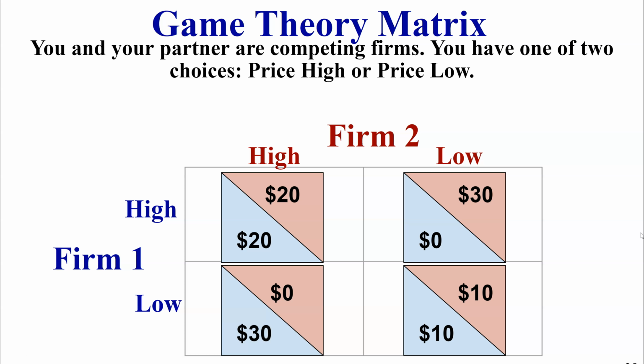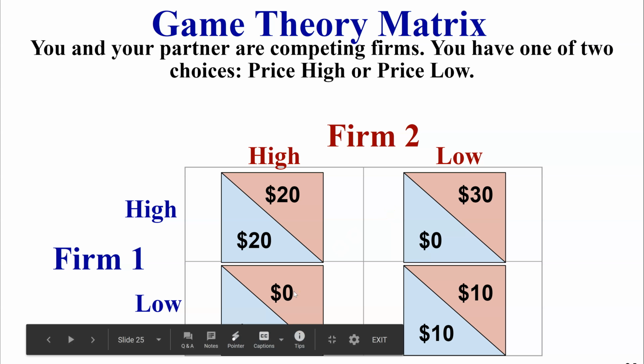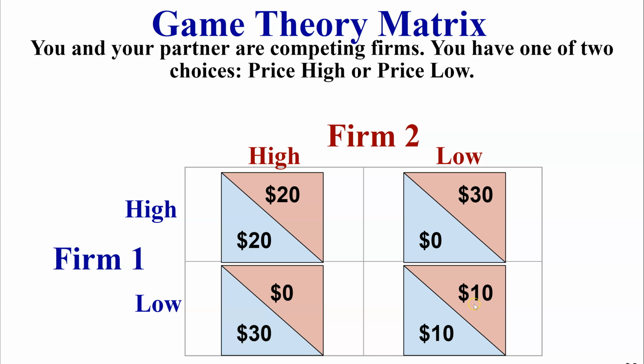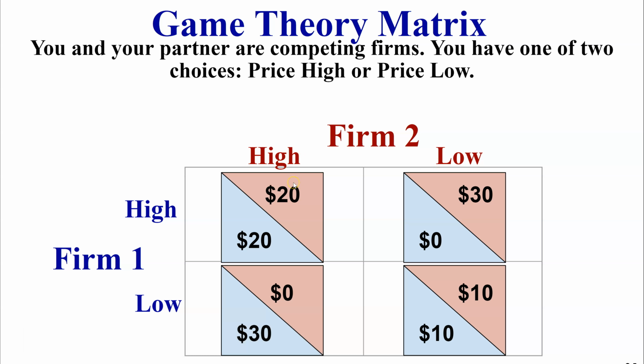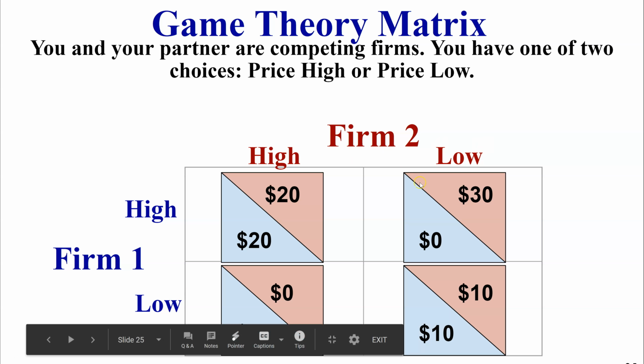So notice if firm one charges a high price, firm two can either charge a high price and make $20, or charge a low price and make $30. So it's better for them to charge a lower price here. Now, if firm one is charging a lower price, is it better for firm two to go high and make $0 or go low and make $10? Well, we know it's better to make $10. So in this space, firm two has a dominant strategy of going low. There's no incentive anywhere in this model for firm two to charge higher prices because they're going to lose money in both scenarios. Whether firm one goes high or low, firm two needs to always price low to make more money. That's what we call their dominant strategy.